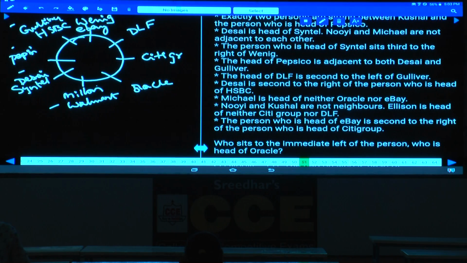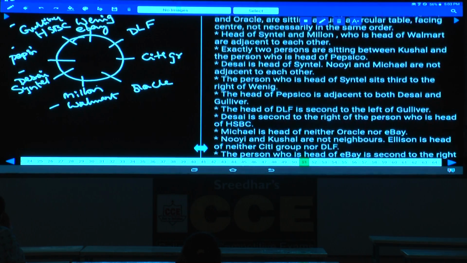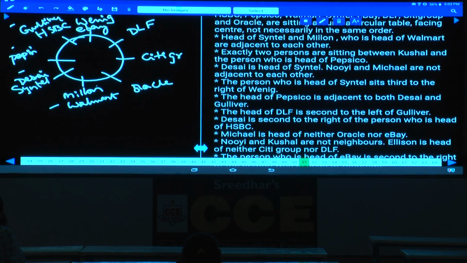The head of PepsiCo is adjacent to both this and this one. We have taken that information. Now, exactly 2 persons are between Kushal and the person who is the head of PepsiCo. Now, Kushal and PepsiCo, how many persons are there? There must be exactly 1 person. Hence, Kushal can be the head of this DLF, or Kushal can be the head of this Oracle, because only 2 persons between these 2.